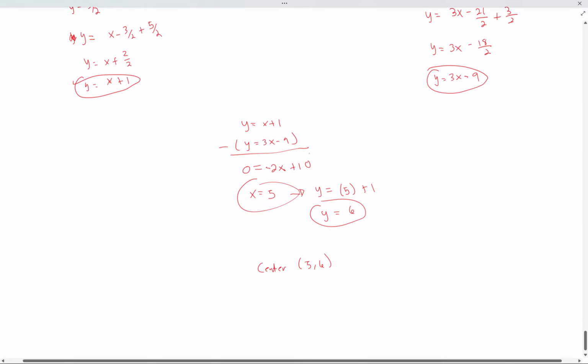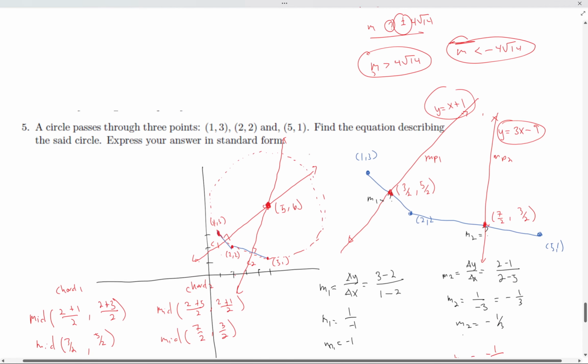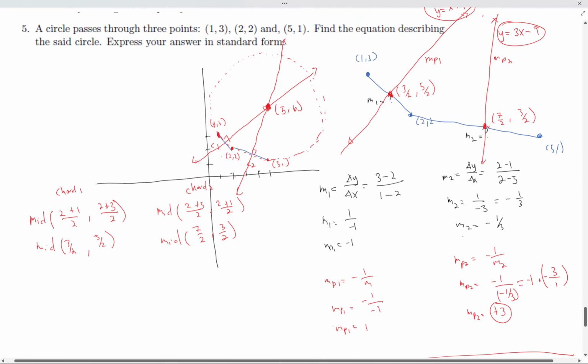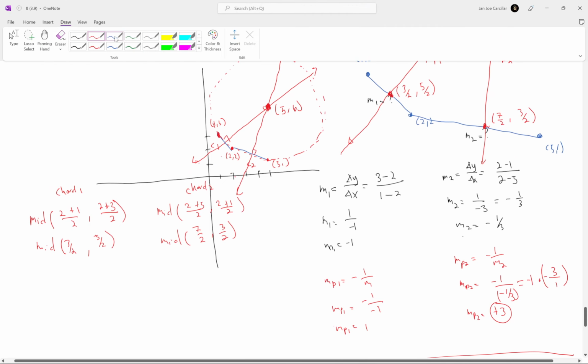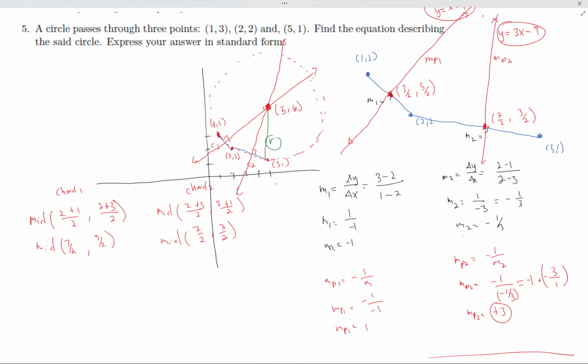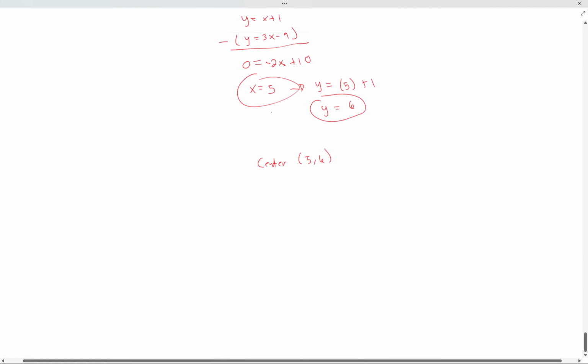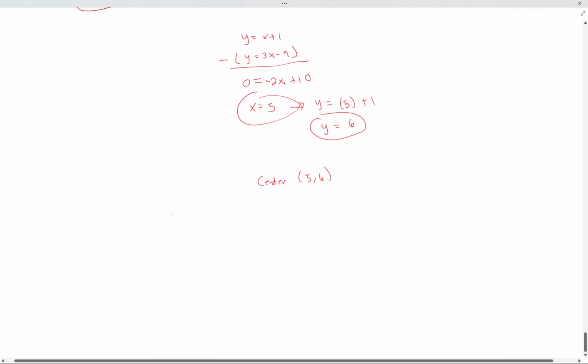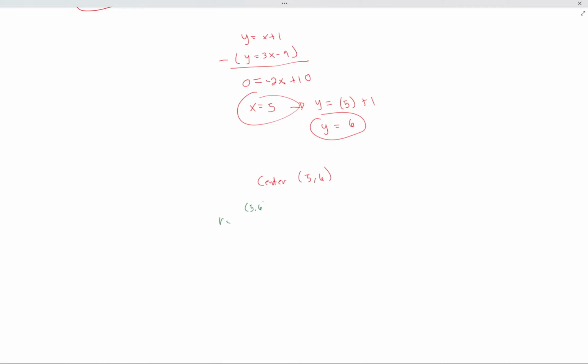Now we lack the radius of that circle. So how do you find the radius? Basically, in order to find the radius, you just need any of the 3 points, the distance from the center to any of the 3 points, because again, those 3 points lie on the circle itself. So any distance from any of them down to the center would give us the radius. In this case, let us choose the point 5, 1. So let's measure our radius. Our radius is from our center 5, 6 to 5, 1.